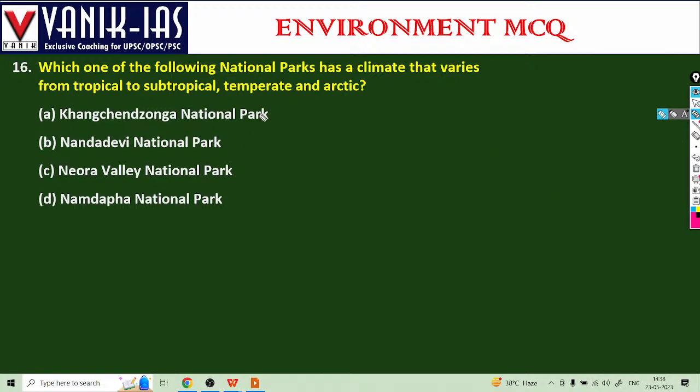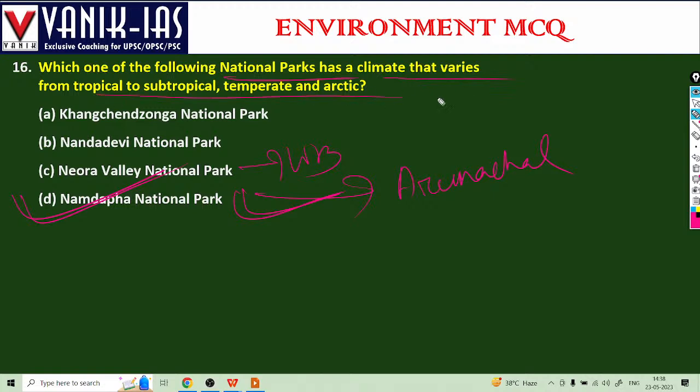So, Kanchenjunga National Park, Nandadevi National Park, and Nehru National Park is in West Bengal, right? It is Namdapha National Park because it is situated in Arunachal Pradesh. So, D is the answer. Tropical to subtropical, D is the answer.